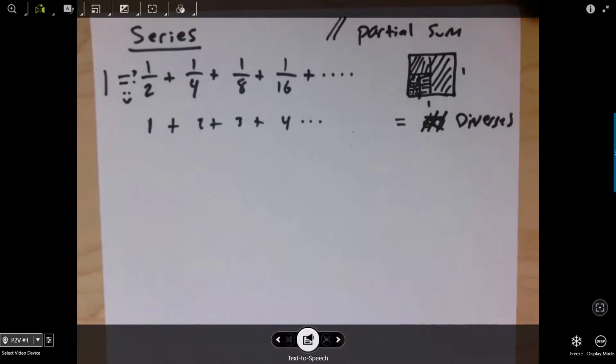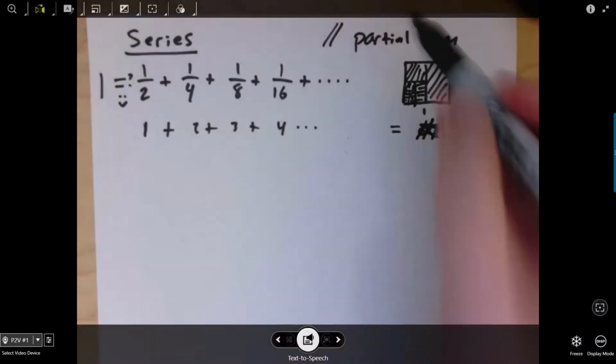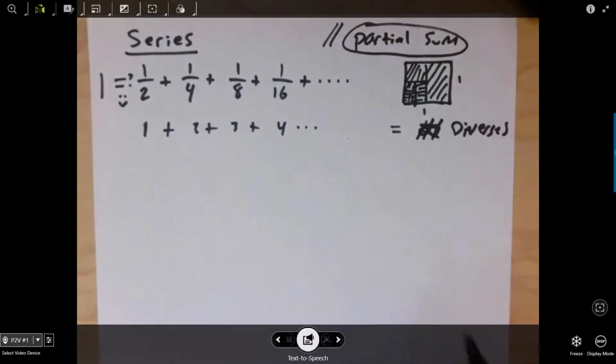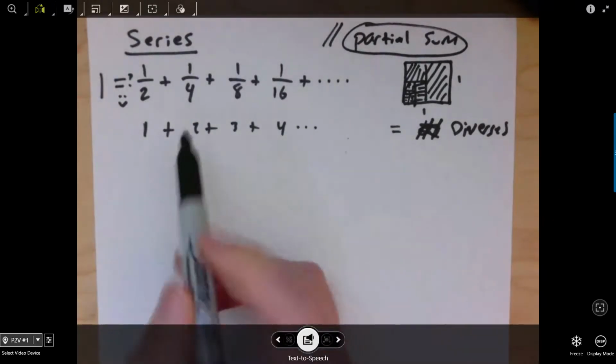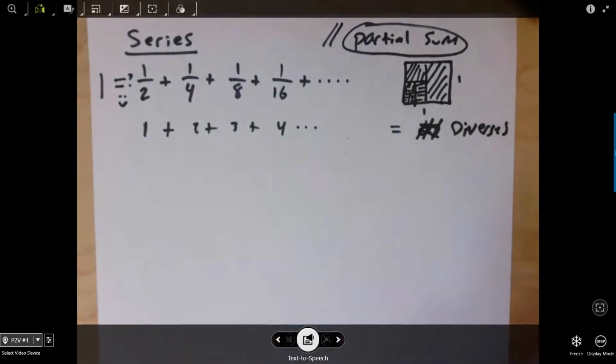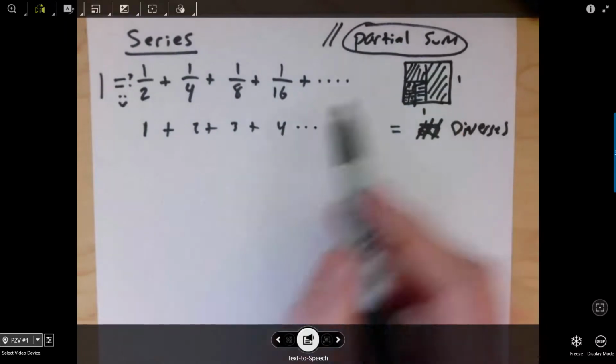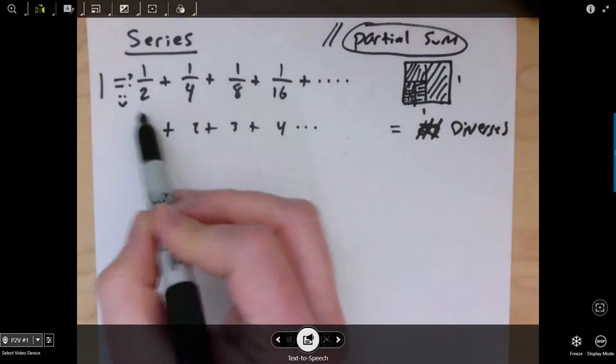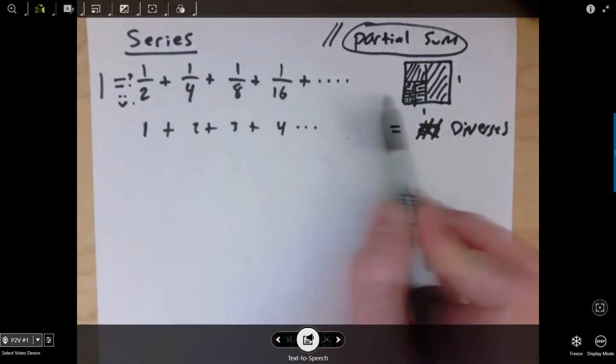But how would you verify? So this is what I actually wanted to tell you to start with: the idea of a partial sum. So here's a partial sum. The word partial means part, and the word sum means sum. So I'm going to have a sum that is part of this infinite sum.